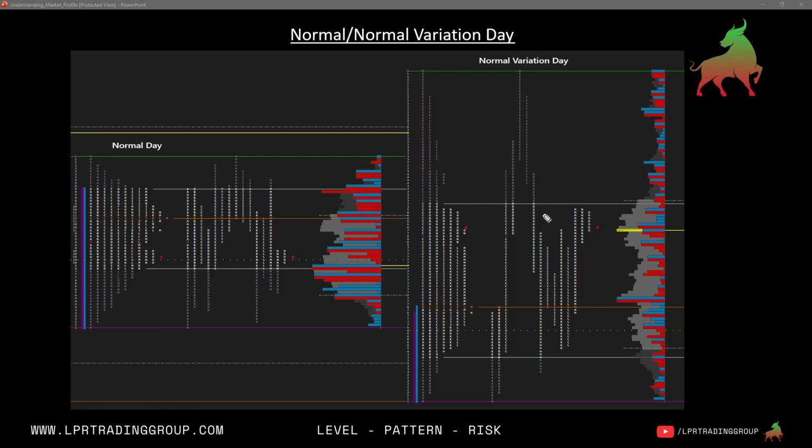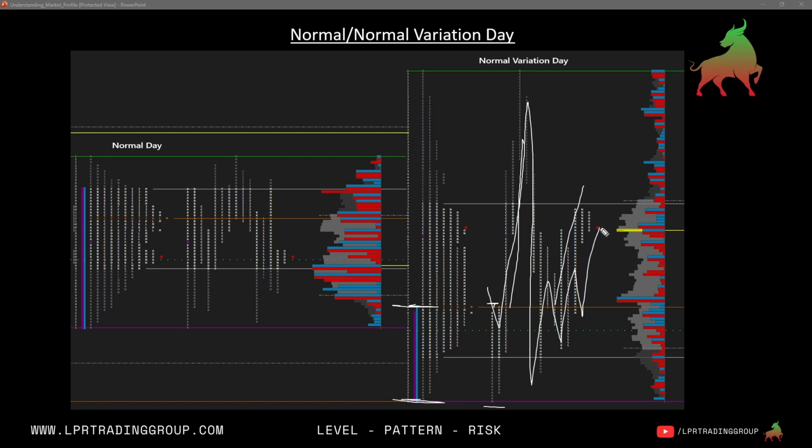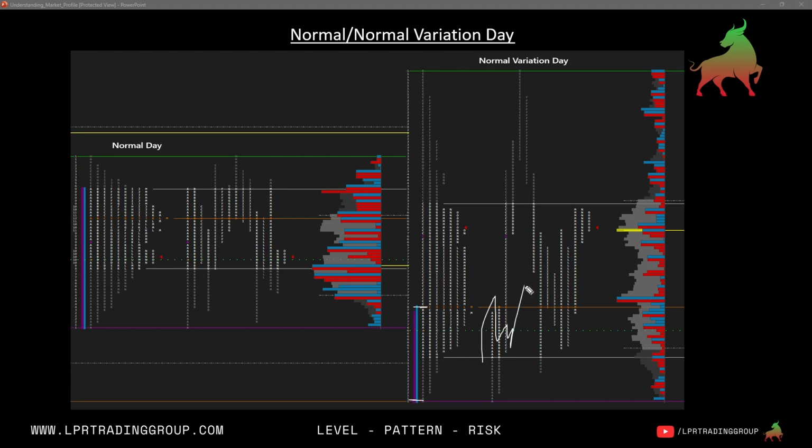Normal variation day, this isn't the best example. I would like for this move to be a little bit later in the day, but this is a tighter initial balance range before we exit the range, and then we end up building value and trading within value. So normal variation for me is just a smaller initial balance, and then we get a move outside of the initial balance before balancing for the day.